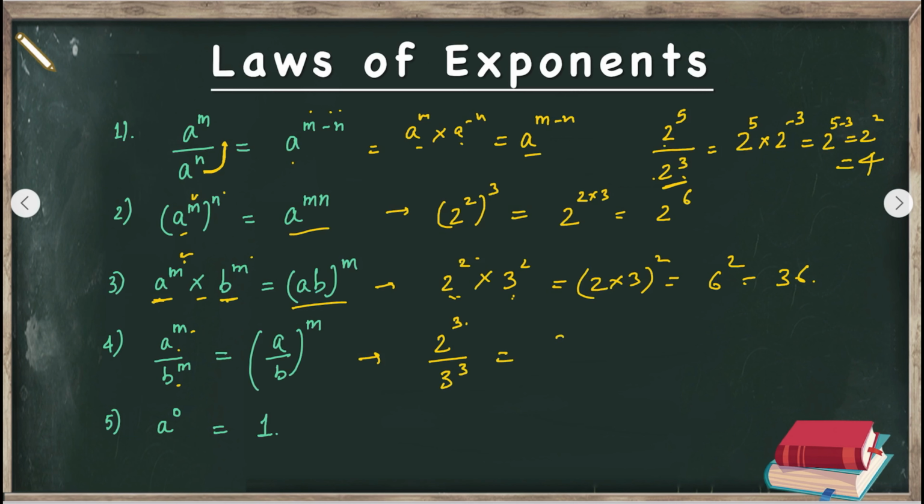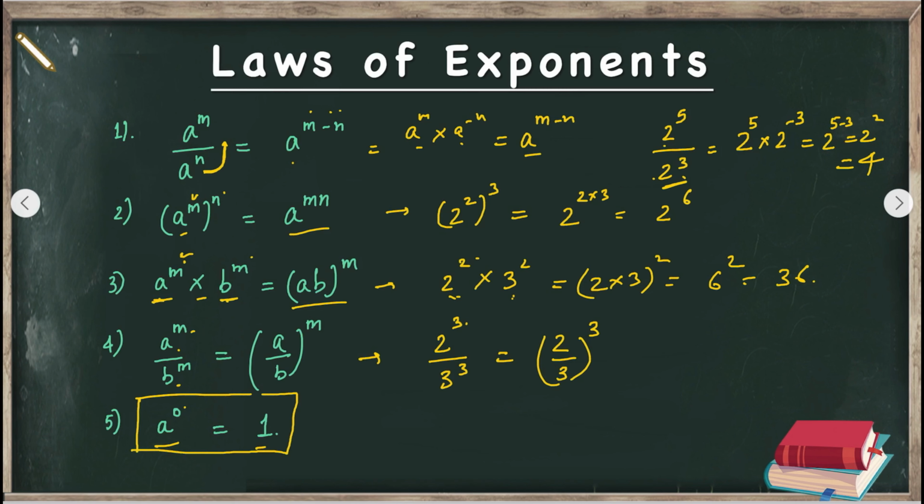In this case, you can see the powers are the same but the base numbers are different. So we can write this as (2/3), and then we can write a common power 3. So that's the fourth law of exponents. The fifth one is: if we have any integer a other than 0, and its power is 0, its answer will always be 1. So remember this, any number having power 0 will always be equal to 1.